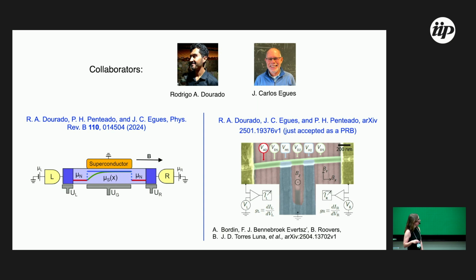And the more recent work was just accepted at PRB. We just received a very good report, so I'm saying that it was accepted, but it's almost there. So this other paper is based on this new proposal in which they have the wire, but now they have gates underneath the wire, and they define quantum dots. And these are what they call artificial Kitaev chains.